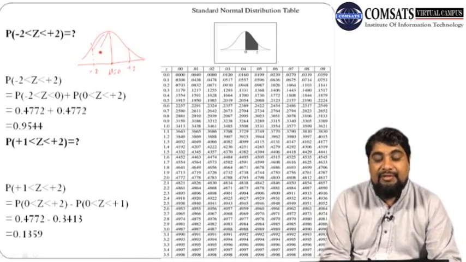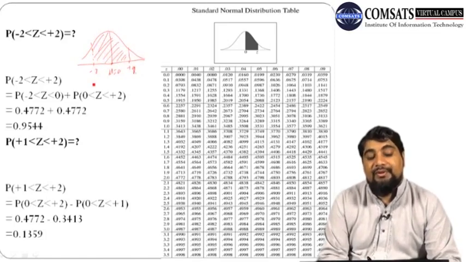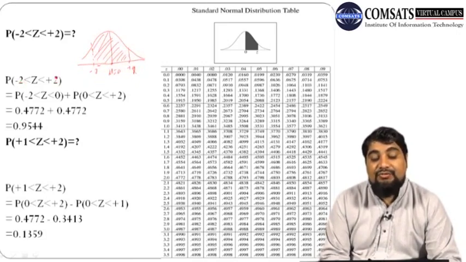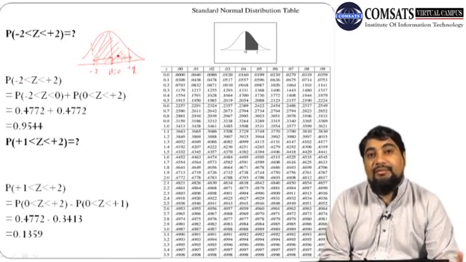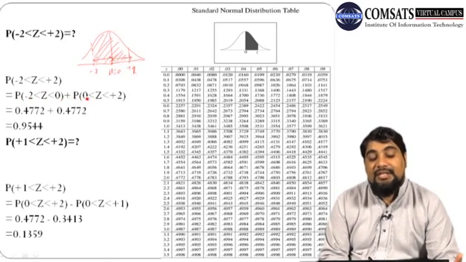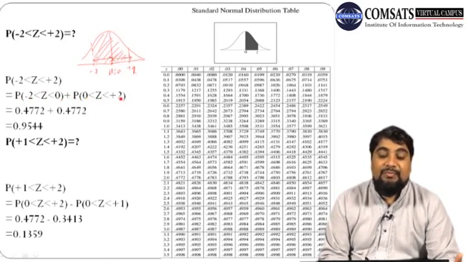So we are interested in finding this shaded area between -2 and +2. In order to calculate this area, we can write it as from -2 to 0 and then 0 to +2, and then we will add these two areas together. So probability -2 less than z less than 0 plus probability 0 less than z less than +2.